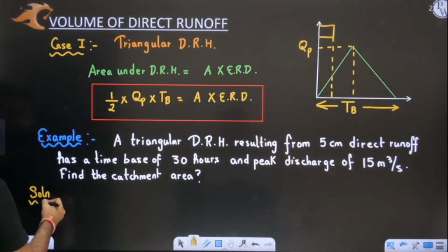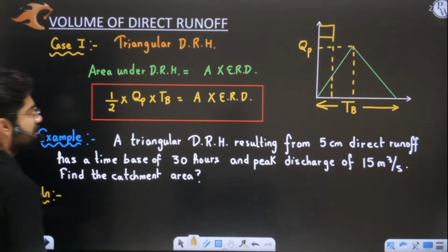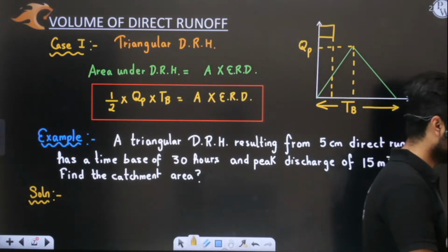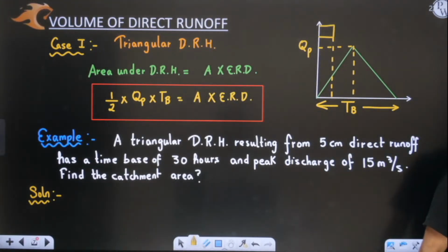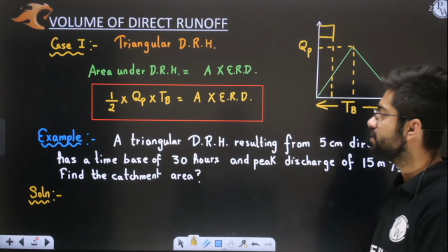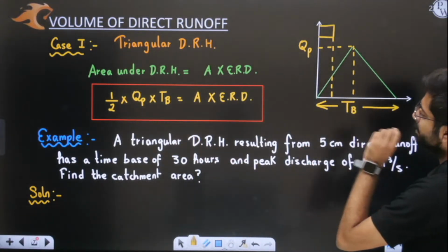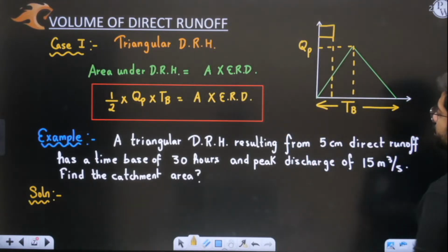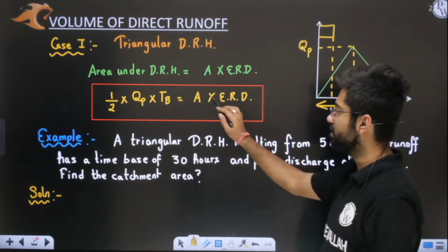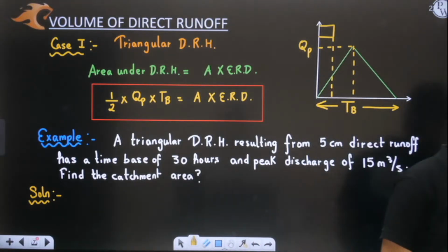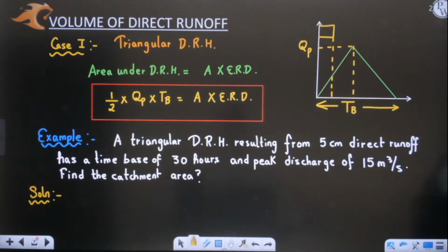We can easily solve this if we have a triangular DRH, then we can easily find the area. Can you solve it? Get the answer. See, QP is given to you, TB is given to you, effective rainfall depth is also given to you. Simply find the catchment area. I'm giving you 1 minute's time, solve it quickly. Tell me how much you are getting.